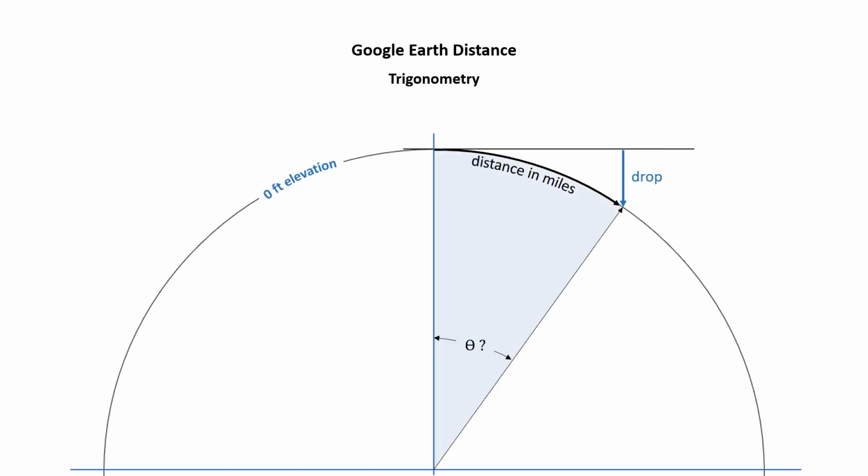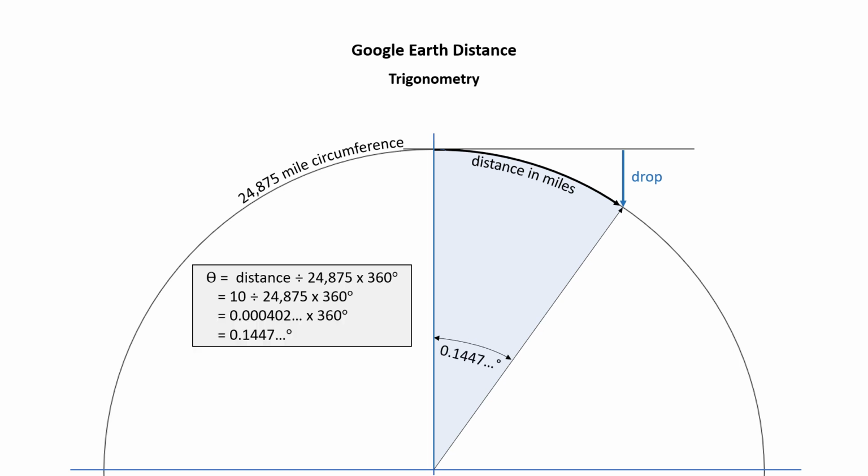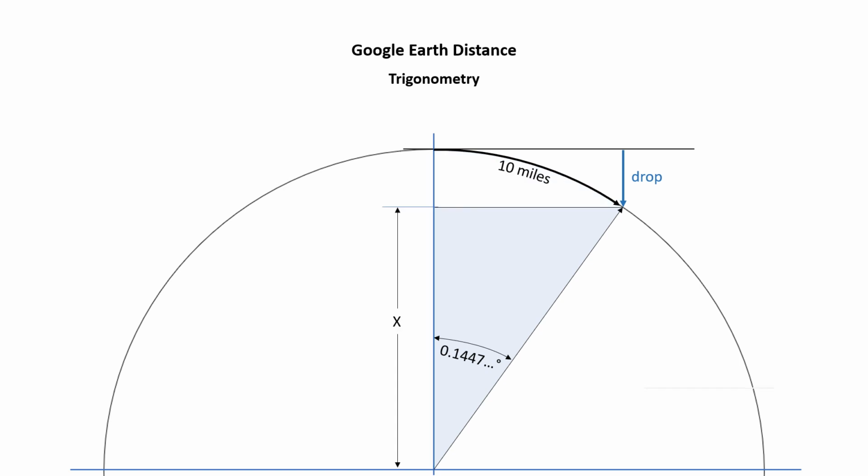The first step in finding this drop is finding this angle. But this time I'm going to use a different method. So that angle is going to equal the distance in miles divided by the 24,875 miles circumference of the Earth, and then I will multiply that by 360 degrees. And when I do that calculation, we get the same 0.1447 degrees. Next, I need to find the distance of x.